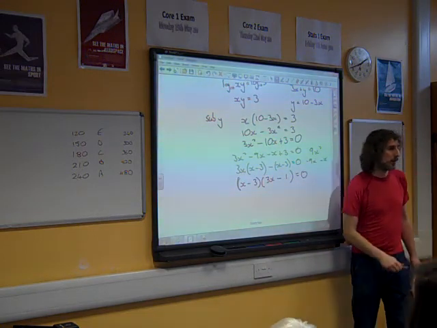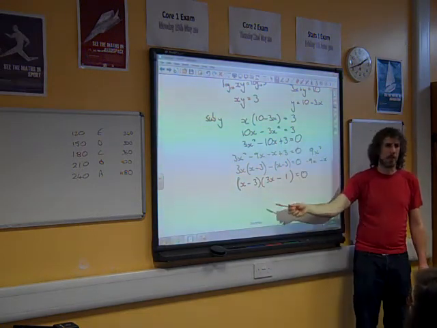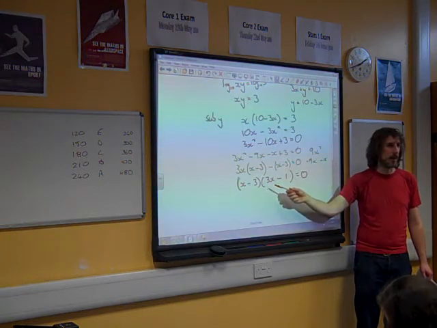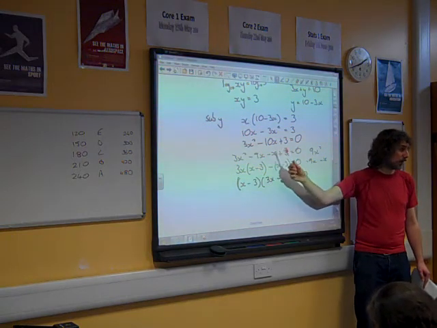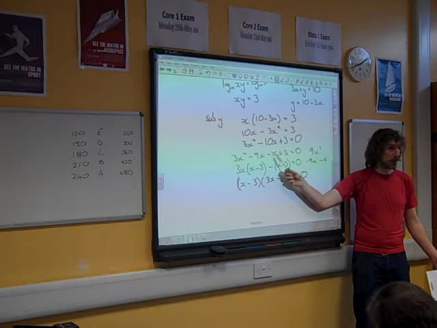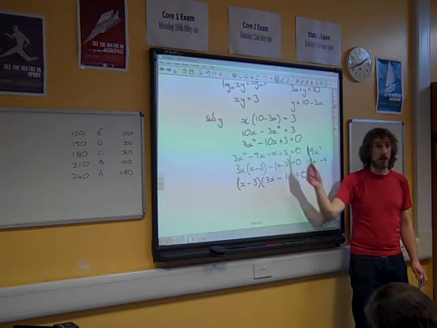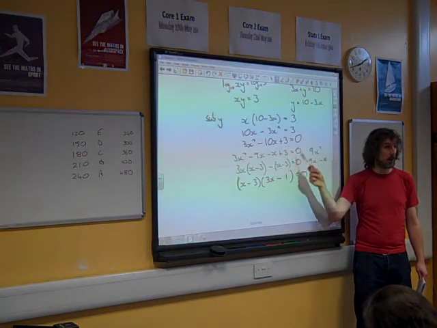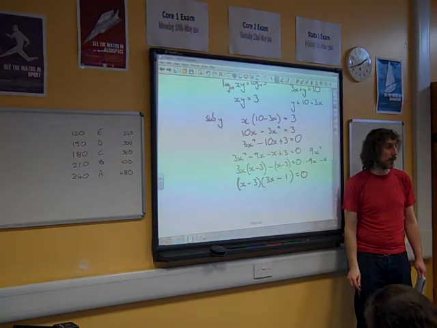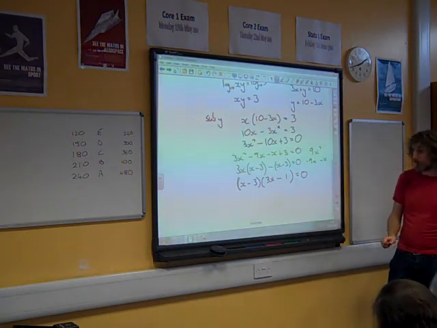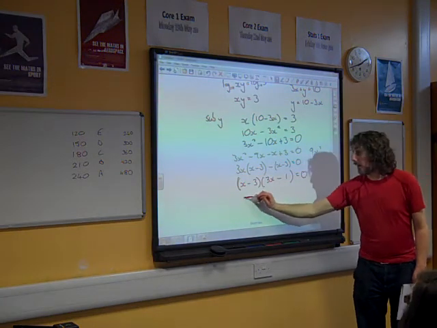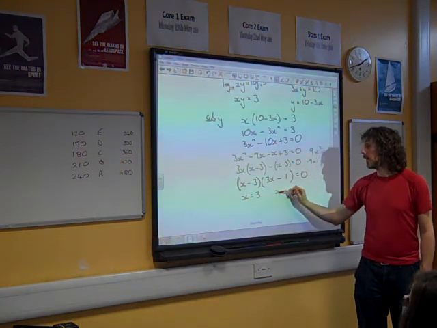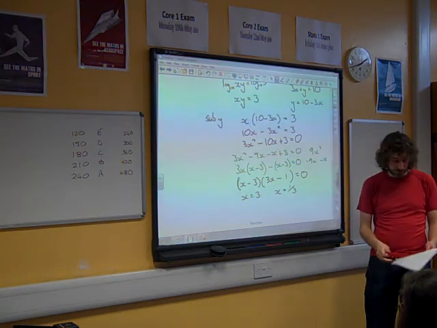That was quite a simple example, so you may have been able to get there straight away. But if you haven't seen it before, it's quite a neat method of factorising any quadratic where the coefficient of x squared isn't 1. If it factorises, that method will work. What we've got is x equals 3 and x equals a third.